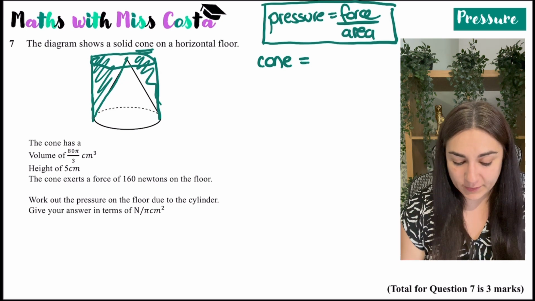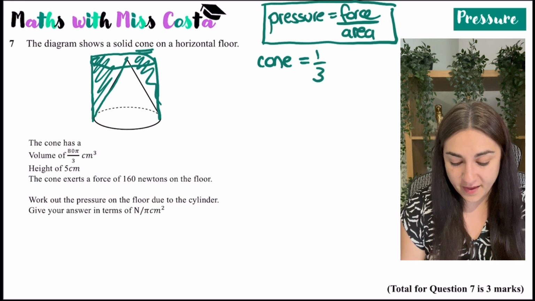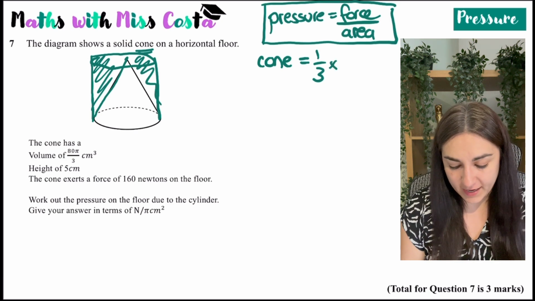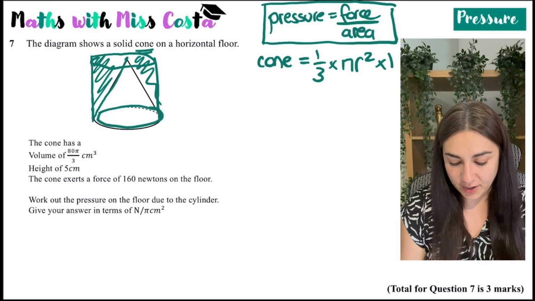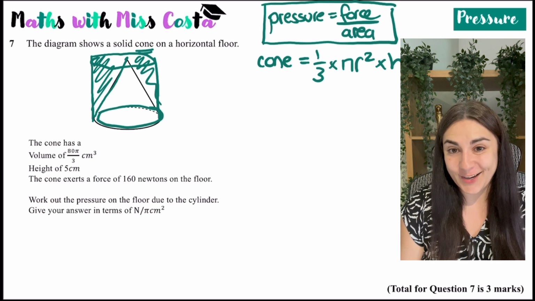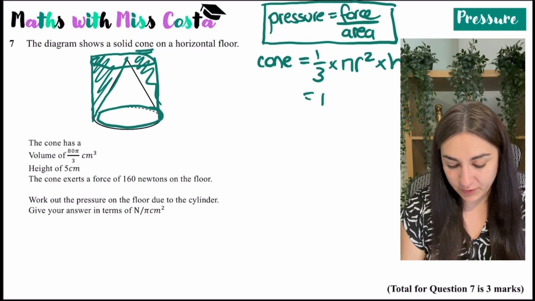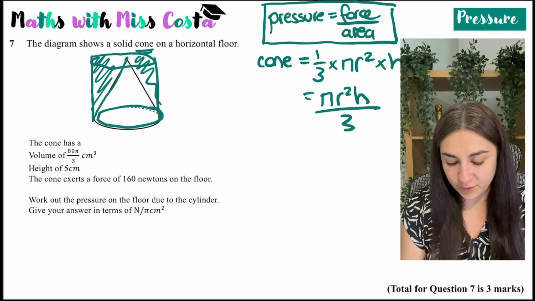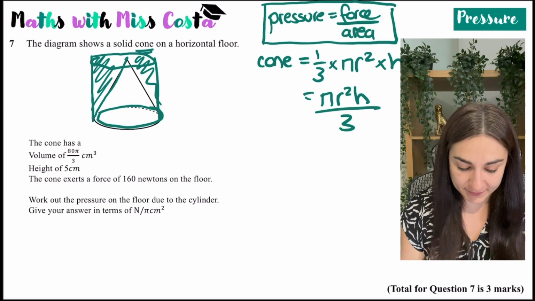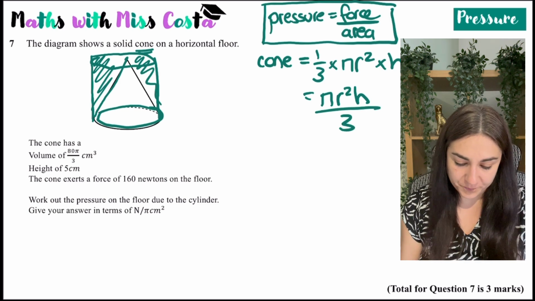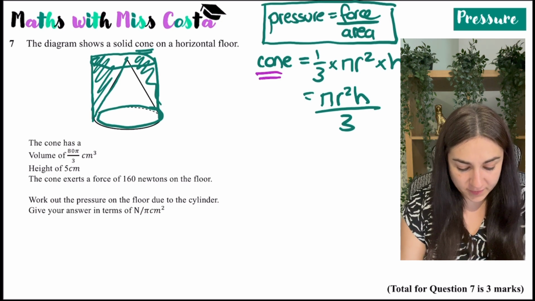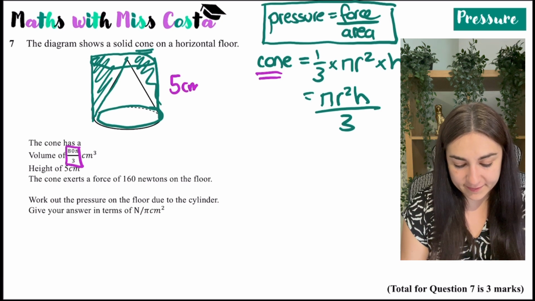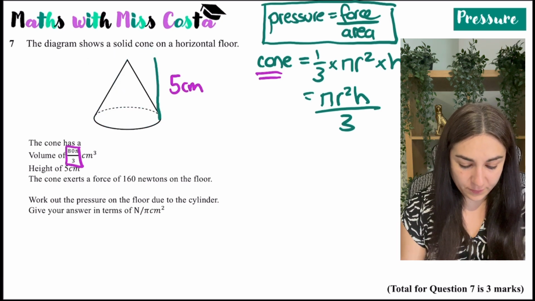So what we do is we just say it's a third times pi r squared, because that's the base, times the height. So the volume of a cone, you could rewrite it as pi r squared h over 3. You rewrite it in whatever way is best for you. So let's see what we can do. I know that's the formula for the volume of a cone. I've been told that the volume of the cone is 80 pi over 3 and it has a height of 5 centimeters. So how do I work out the radius?